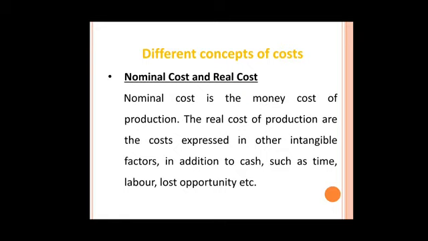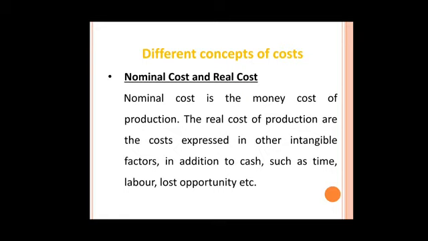It's also called expenses of production, which are paid out by the producer in cash to the factors he employs or for the raw materials he uses in production. Such expenses also include producer's normal profits, otherwise he cannot continue his business. On the other hand, the real cost of production is the costs expressed in other intangible factors in addition to cash, such as time, labor, lost opportunity, etc.